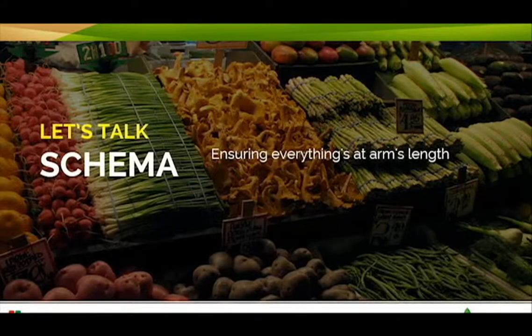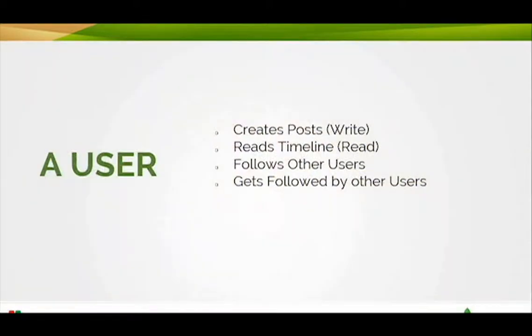Before we go further, we've already talked about schema. So let's talk about how our database schema would be for a social inbox. Just to remind you, these are the things that a user does. He creates posts, he reads timelines, he follows other users, he gets followed by other users. This is just a reminder of all the things that a user does.